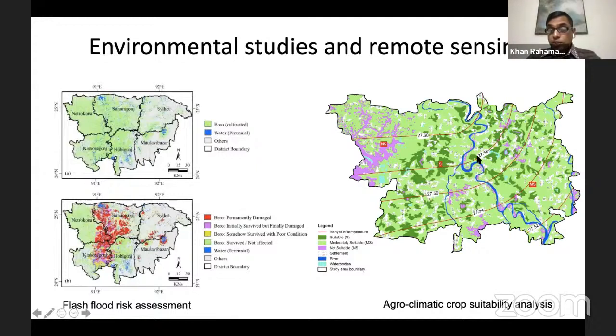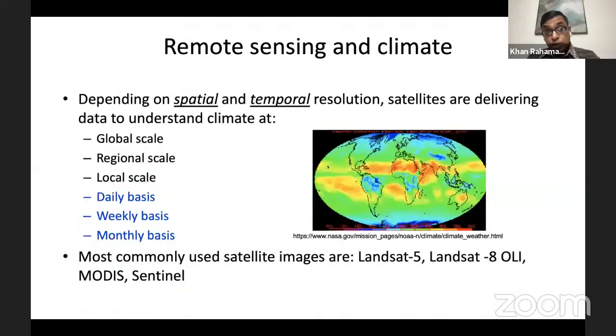The fourth one, the right-hand side picture, you can see is soil classification in agricultural map preparation and agroclimate crop suitability analysis in one of the areas in Mymensingh in Bangladesh. So we conducted that research as well.